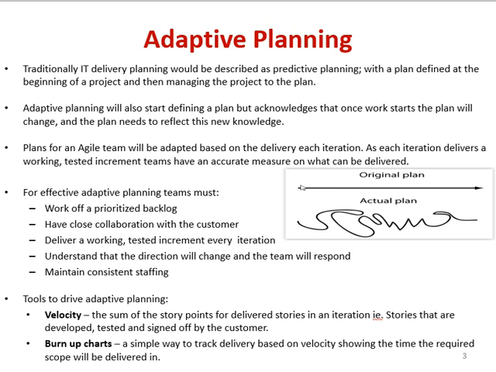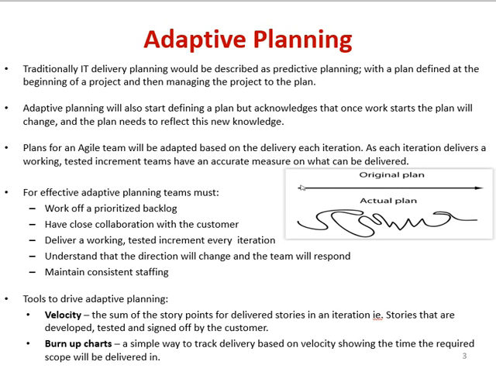To have effective planning, you must do this. What are a few of the tools for adaptive planning? Number 1 is velocity. So what is velocity? The sum of the story points for delivered stories in an iteration.